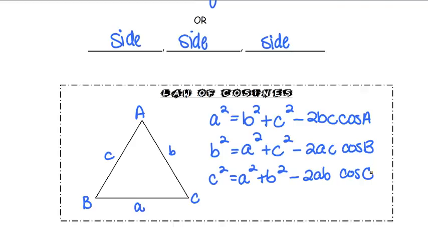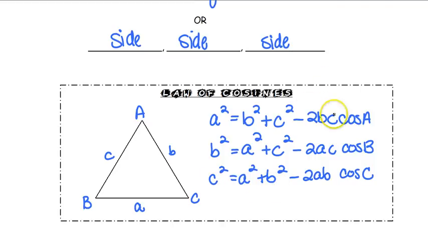Now let's look at these three different variations. They're very, very similar. Hopefully you see some relationships. If I'm setting it equal to a squared, I'm taking the cosine of that angle A. It's set equal to b squared, so I have cosine of B. Set equal to c squared, so it's cosine of C. We have three sides, so if it's set equal to a squared, it's the other two sides squared, so b squared and c squared. Set equal to b, so we square a and c. Set equal to c, so we square a and b.